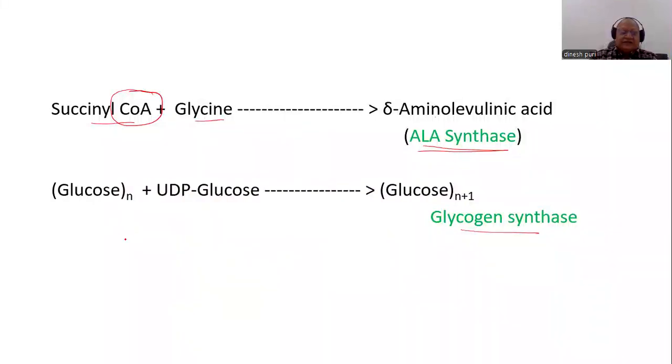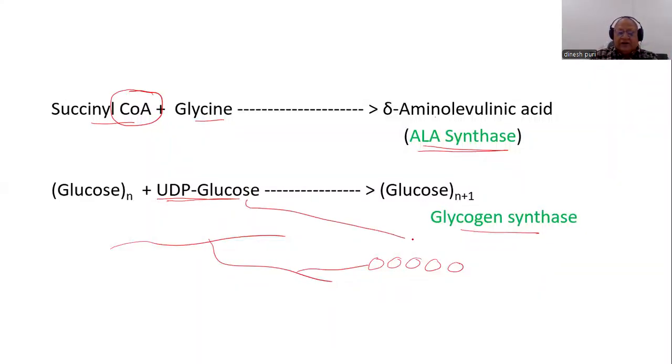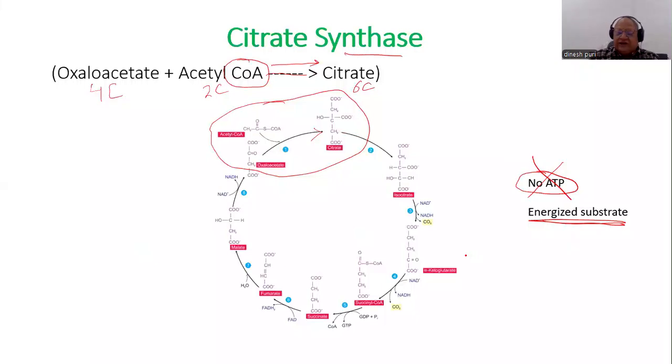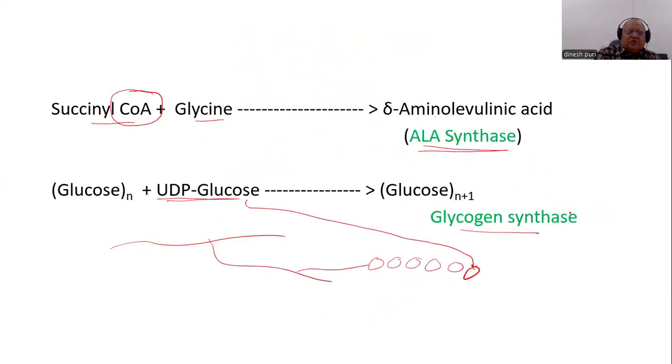Finally, glycogen synthase. What does glycogen synthase do? To the pre-existing glycogen, it attaches new glucose residues step by step, but glucose comes not like glucose. It is first energized. It is energized to form UDP glucose. It is a high energy compound, and this high energy compound can donate a glucose residue to the growing glycogen chain. So this point is clear now.